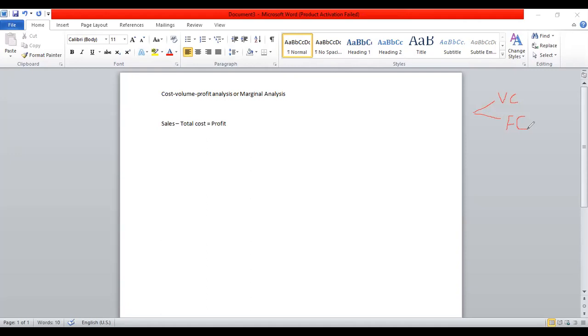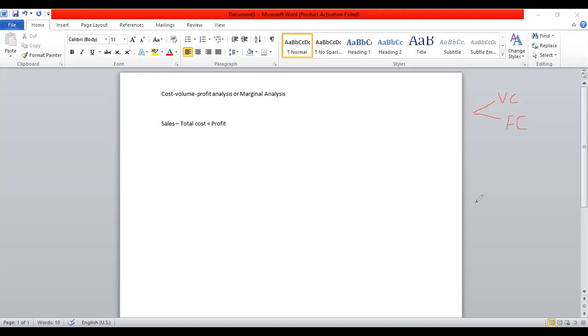So it changes proportionately with the changes in the output. So such a cost is called variable cost. The change happens, and it's reflected because there is a change in the output. But there is another cost which is called fixed cost, which remains fixed within the relevant range.